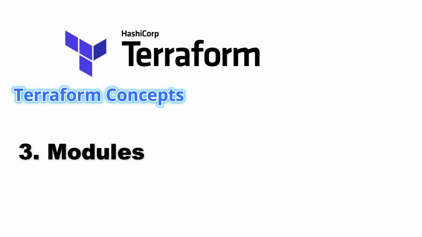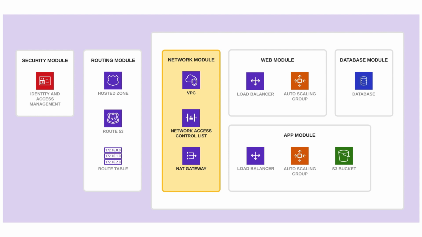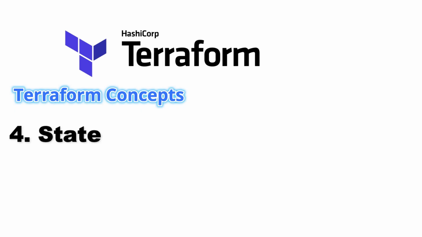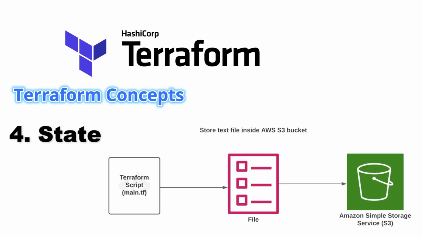Modules. Modules are reusable pieces of infrastructure that can be used to create complex infrastructure configurations. Modules can be shared and used across different projects. State. State is a file that records the current state of infrastructure. Terraform uses state to determine what changes to make when applying updates.